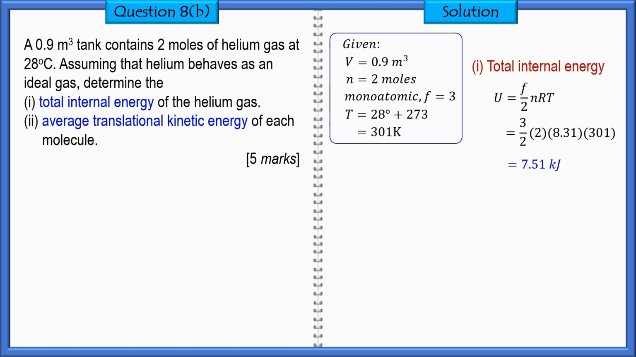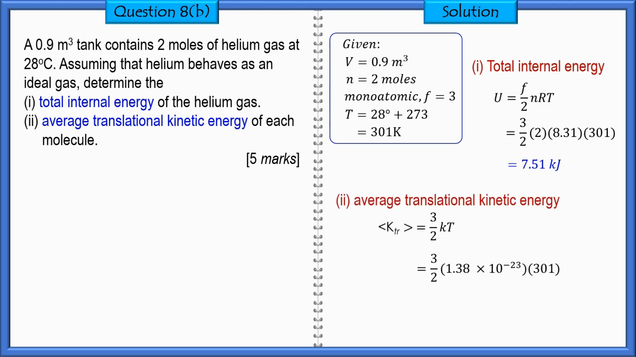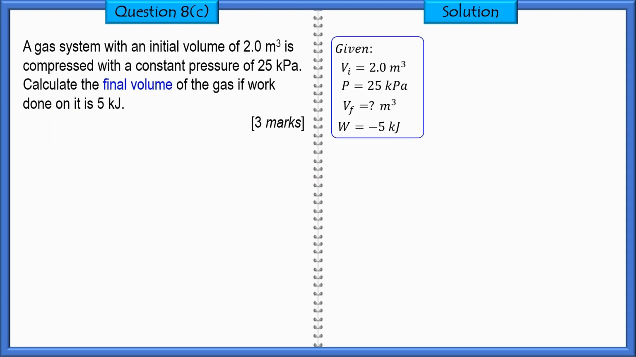Then you need to determine the average translational kinetic energy of each molecule. For the average translational kinetic energy, you can use the equation 3 over 2 kT because it is for each molecule. Then you substitute the value, K is the Boltzmann constant, and T is in SI unit, 301 Kelvin. You will get that the average translational kinetic energy of each molecule is equal to 6.23 times 10 power negative 21 joule.